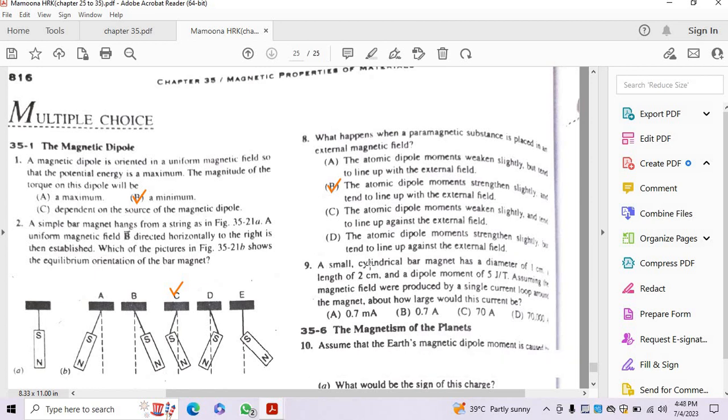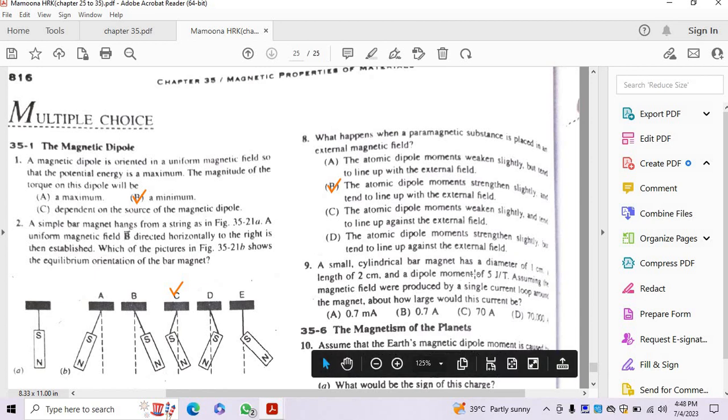Question number 9 is, a small cylindrical ball magnet has a diameter of 1 cm, a length of 2 cm, and a dipole moment of 5 Joule per Tesla. Assuming the magnetic field were produced by a single current loop, about how large would the current be?